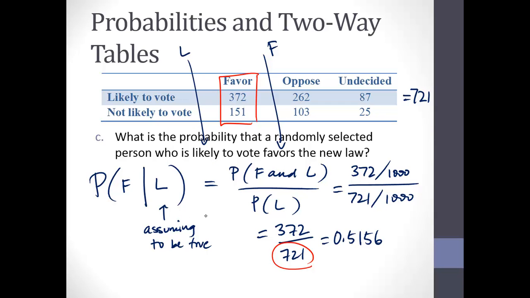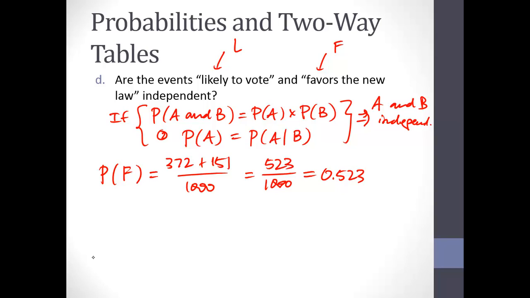Here we found that the probability of F given L is equal to 0.5156. So let's write that down again. Probability of F given L, 0.5156. So is 0.523 equal to 0.5156? No, they're not equal. They are close, but not equal.